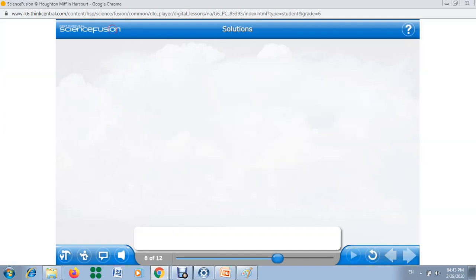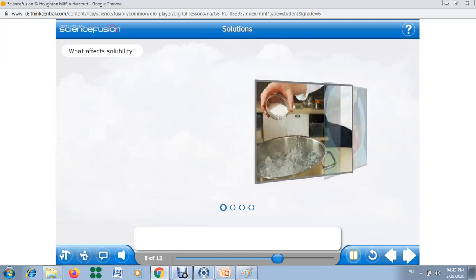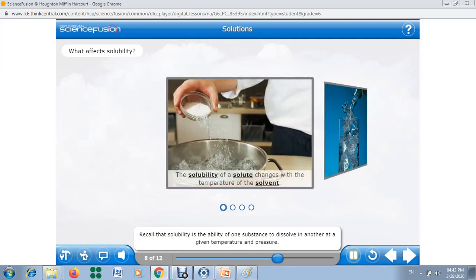Recall that solubility is the ability of one substance to dissolve in another at a given temperature and pressure. Other factors affecting solubility are the surface area of the solute and the movement of the solvent. Click the images to learn more about how each of these physical properties relates to solubility.